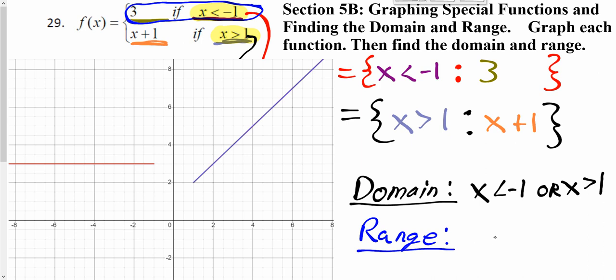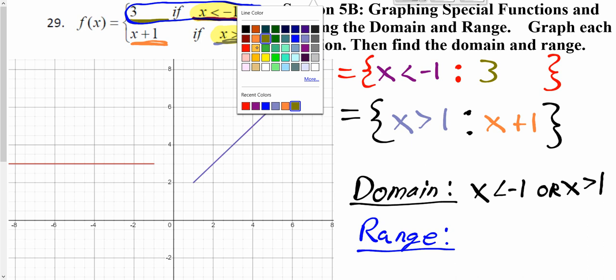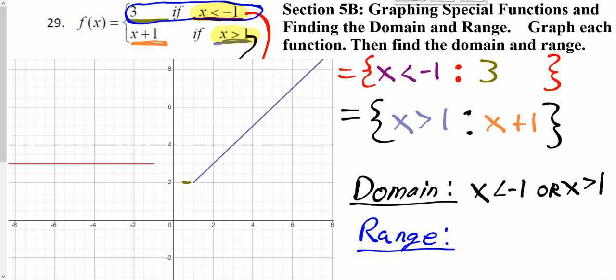Now, your range, on the other hand, you need to look at your graph, and you look at how far up and down it goes. You can see that for the most part, we really start here at a height of 2, and then the blue goes up forever, while the height of the red over here is at a height of 3, which is still included in that color. So it starts out at a height of 3 or 2 and then goes up.